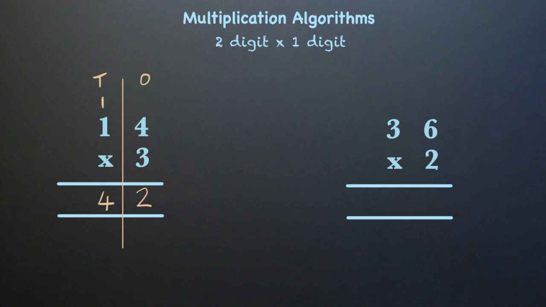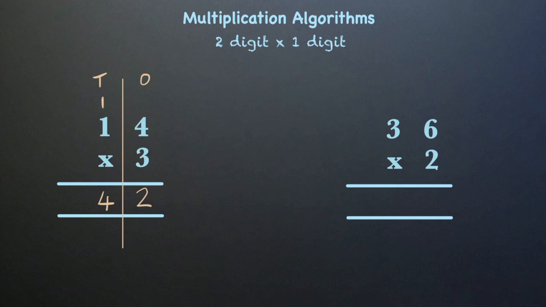What we did was we multiplied the 4 ones first by the 3. And then we recorded it. And then we multiplied the 1 ten by the 3 and combined it with the ten that we had before. And it's really that easy. Let's have a look at another one.